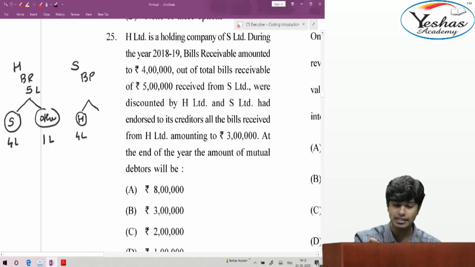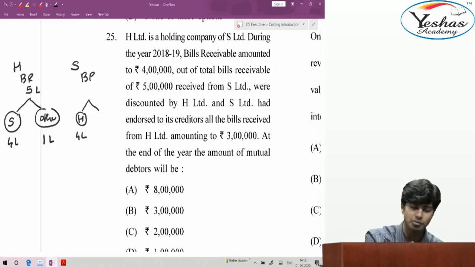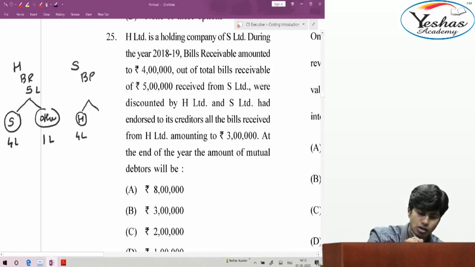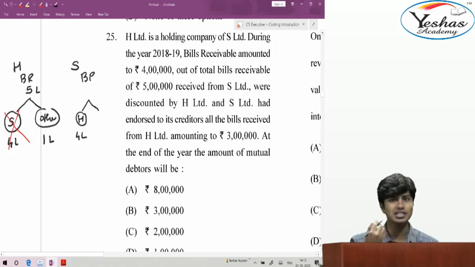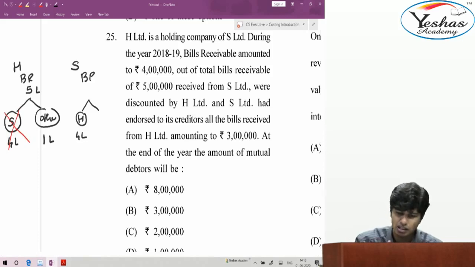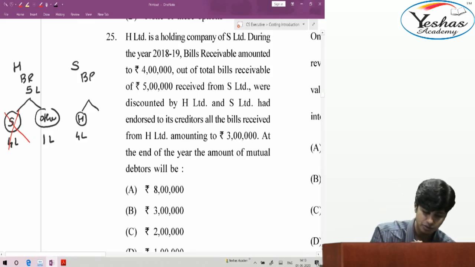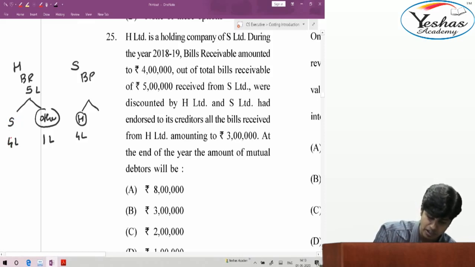What we read now. Let's continue. What was discounted by H Limited? Okay, these were discounted by H Limited. So basically, does H Limited have these bills with it now? It doesn't have these bills with it now. 4 lakh is already discounted. So H Limited doesn't have the bills received by H, out of bills receivable amounted to 4 lakh. Out of the bills received of 5 lakh from H Limited. Oh, sorry, the entire 5 lakh.